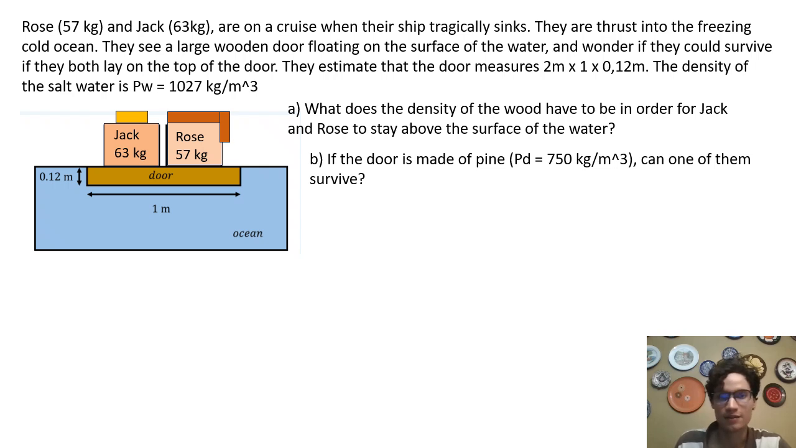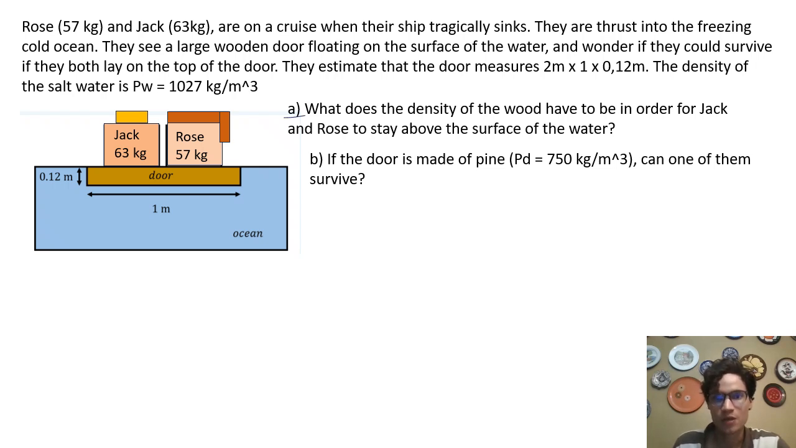Rose and Jack, like the main characters in Titanic, are on a cruise when their ship tragically sinks. They are thrust into the freezing cold ocean. They see a large wooden door floating on the surface of the water and wonder if they could survive if they both lay on top of the door. They estimate that the door measures 2 times 1 times 0.12 meters cubed. The density of the salt water is 1027 kilograms per meter cubed.